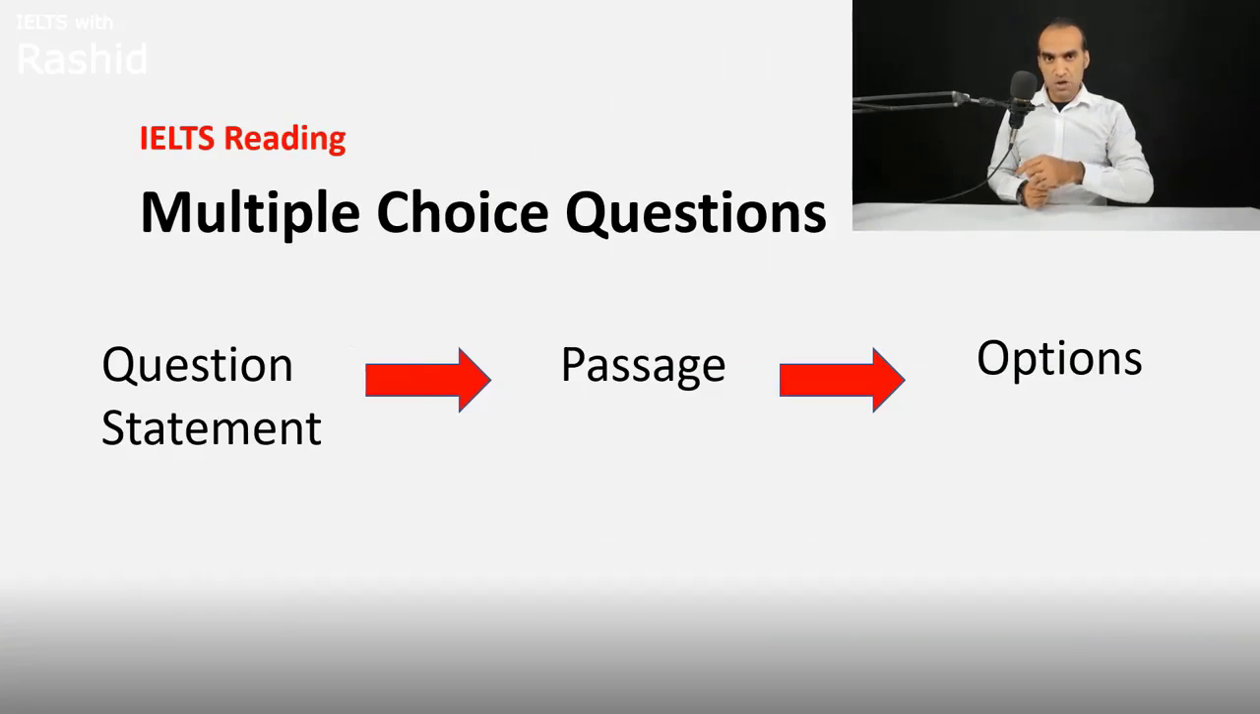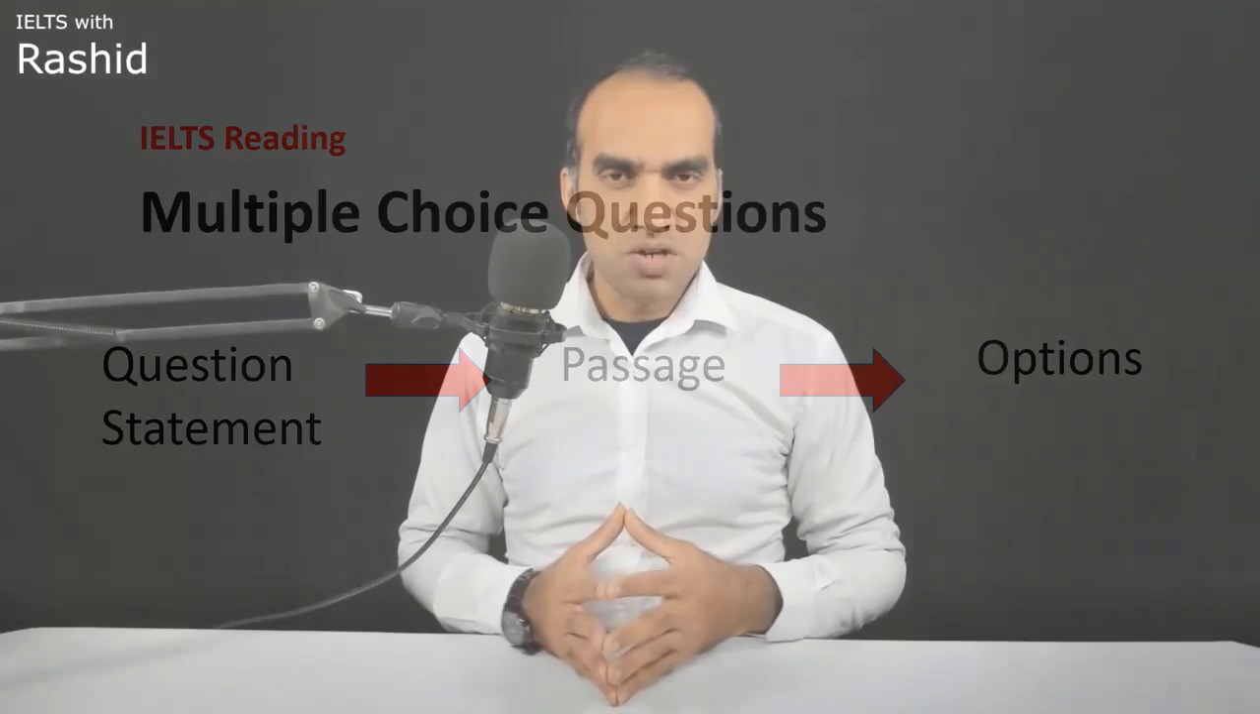Now my next tip is very special. Your order or the sequence of answering these questions should be question statement, then going to the passage, and then coming back to the options, and then getting your answer. In other words, read the question statement, go to the passage, find your answer, and then come back to the options and get it. Just imagine that you're answering completion questions or short question answers.